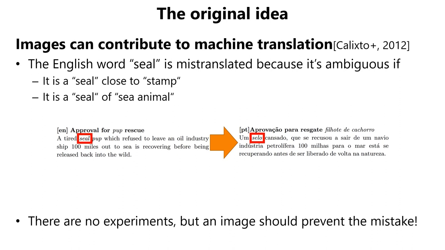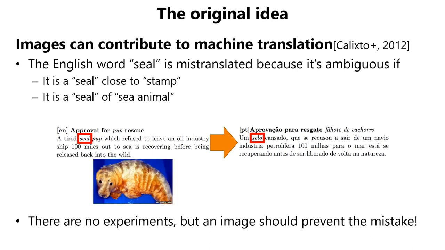For example, as shown in the middle of the report, there is the English word seal, which can mean different things. Is it a seal similar to a stamp, or is it a seal of a sea animal? If you don't know, the word will be translated incorrectly, but if you have the image clue here, then you can see that the text is about sea animals, and the translation should be correct.